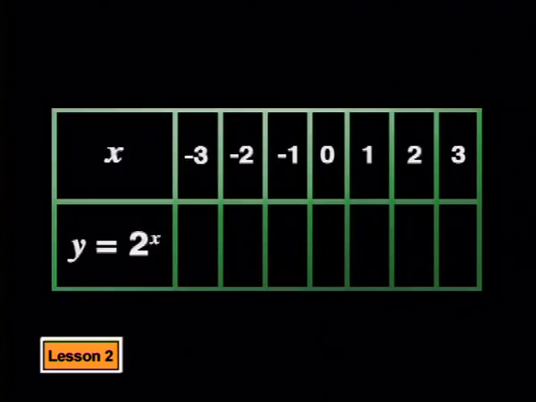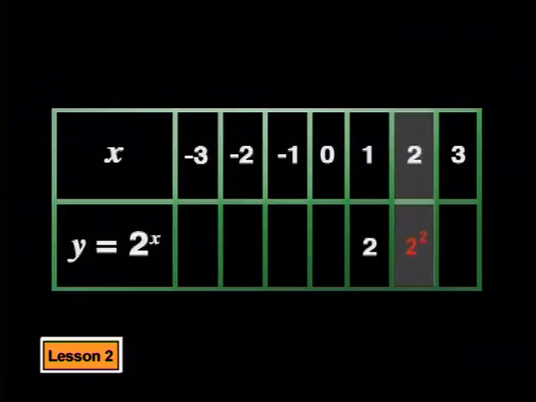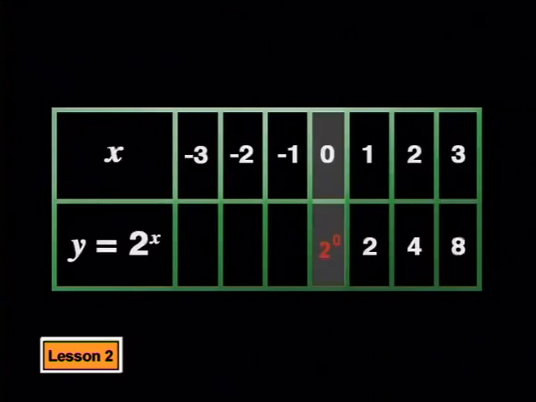To find the y values, we use the formula y equals 2 to the x for each x value. For x equals 1, 2 to the power of 1 is just 2. So the y value here is 2. 2 squared is 4, and 2 cubed is 8. Now what about 2 to the power of 0?